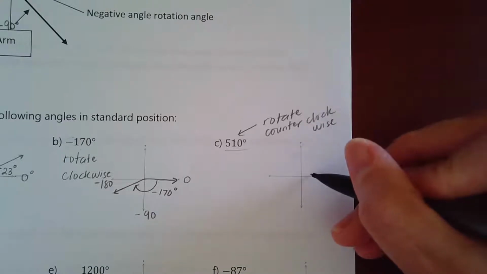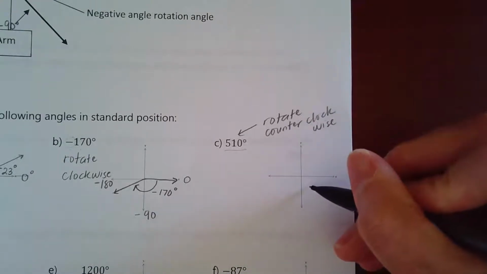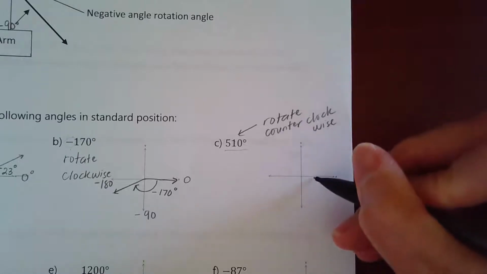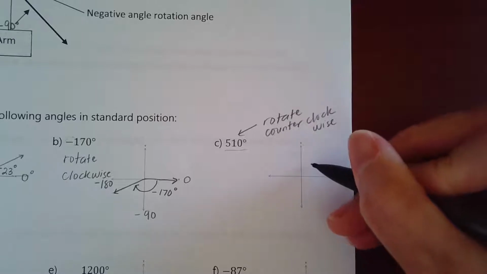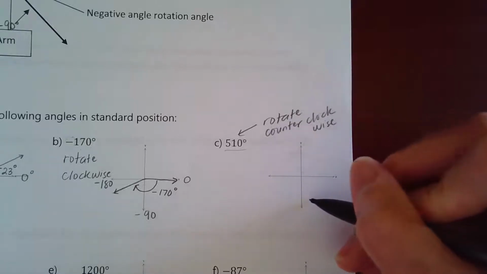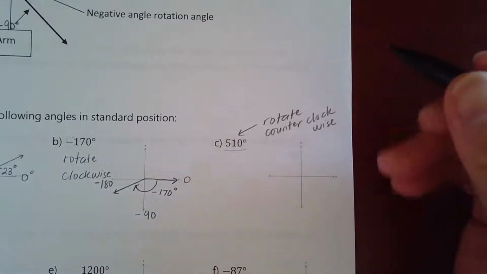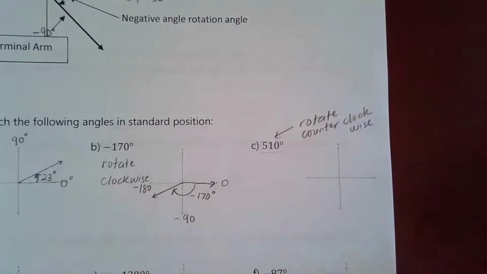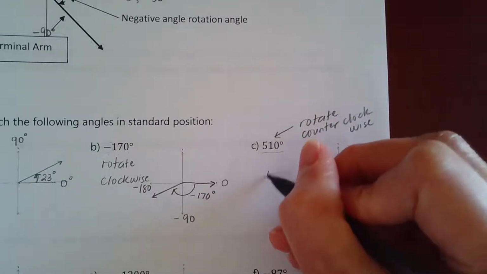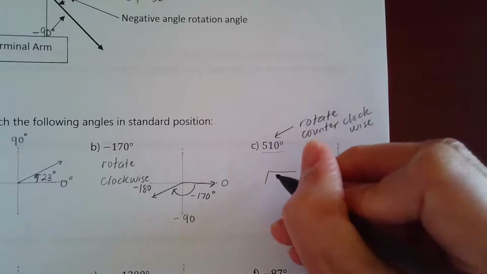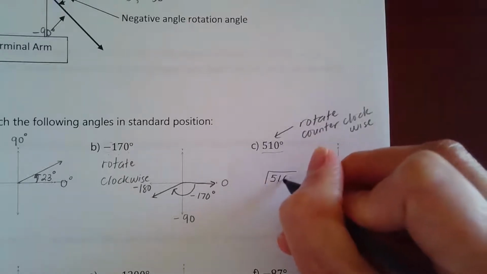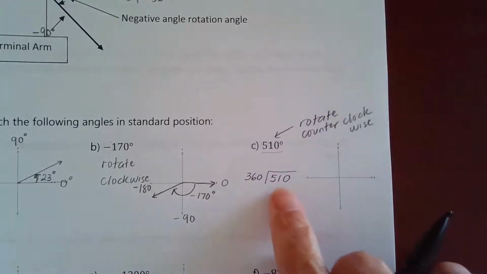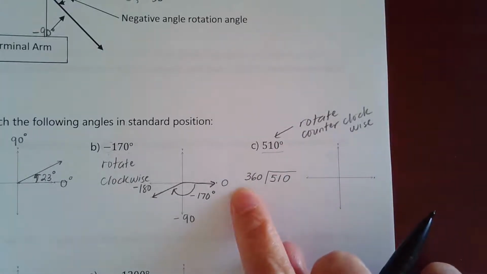We know that one rotation is 360 degrees. Now, if we stop for one full rotation, that's 360 degrees. But if we keep going on, we could go for more angles from there. So this is how I go about this one in here. I do a long division, or you could think about this in different ways too. So you can go 510 divided by 360. So 510 degrees divided by 360.